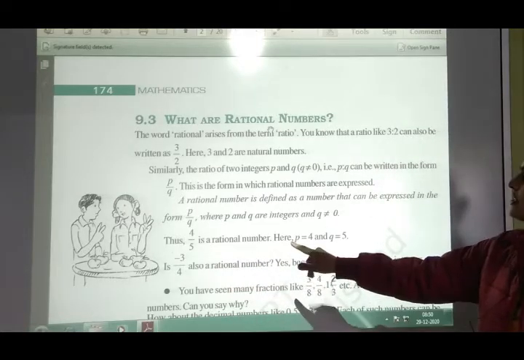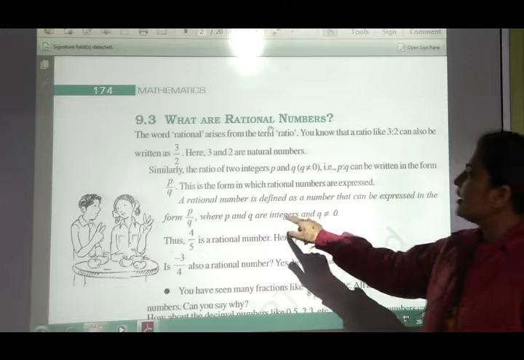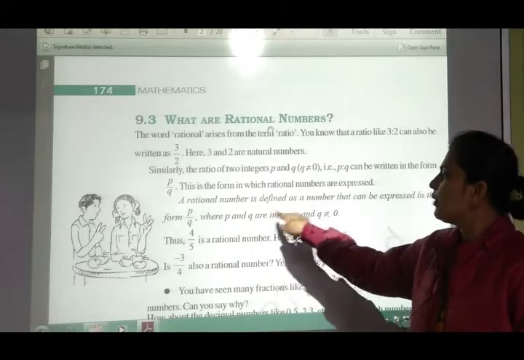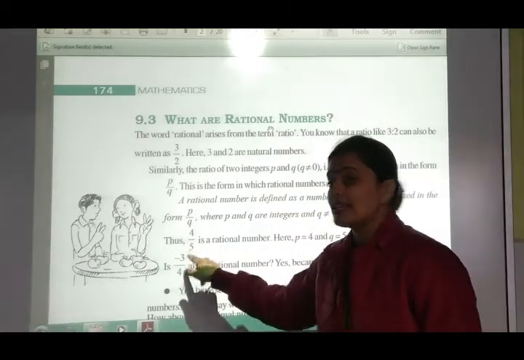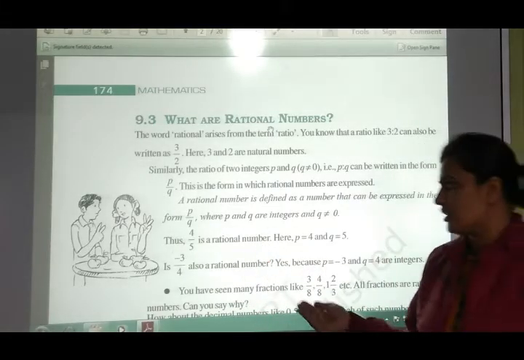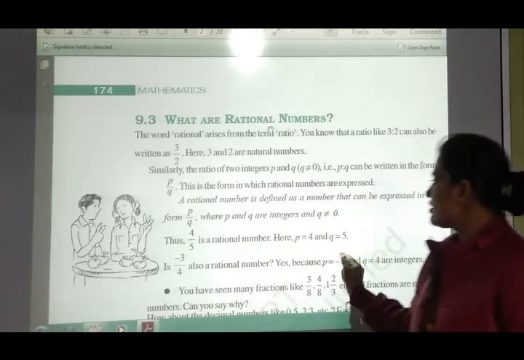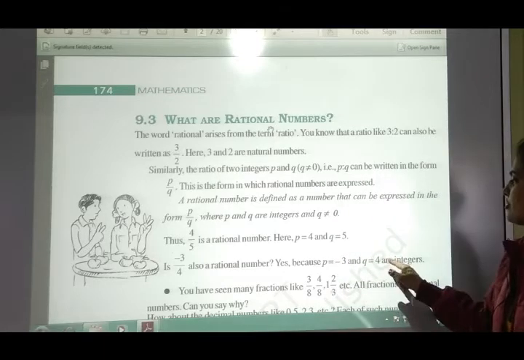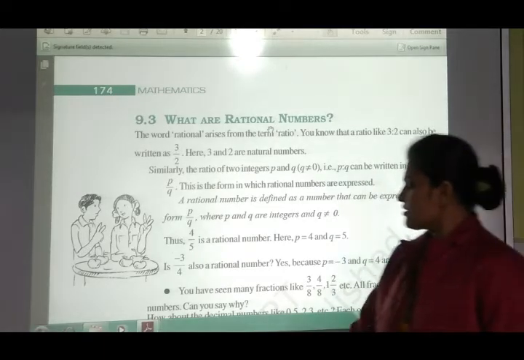Is minus 3 by 4 also a rational number? Yes. Why? Because here p and q are integers. That means minus 3 is an integer. That means minus 3 by 4 is what? A rational number. Yes, because p is equal to minus 3 and q is equal to 4 are integers.